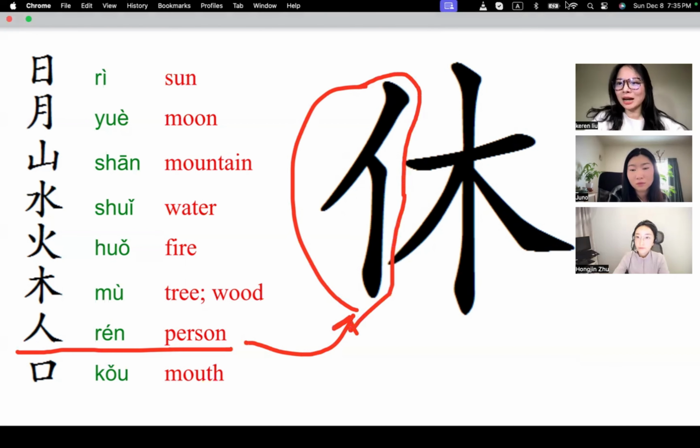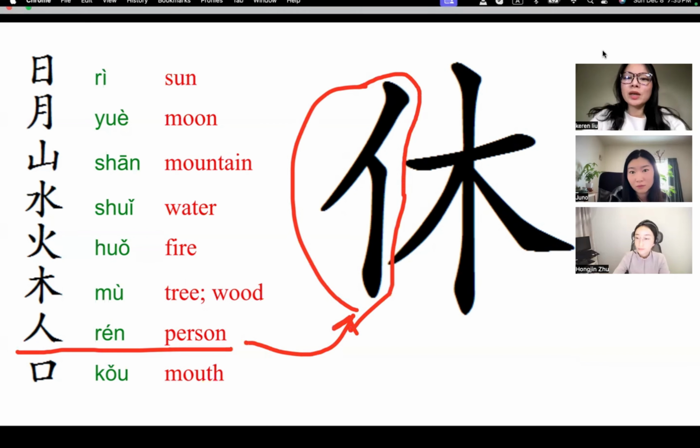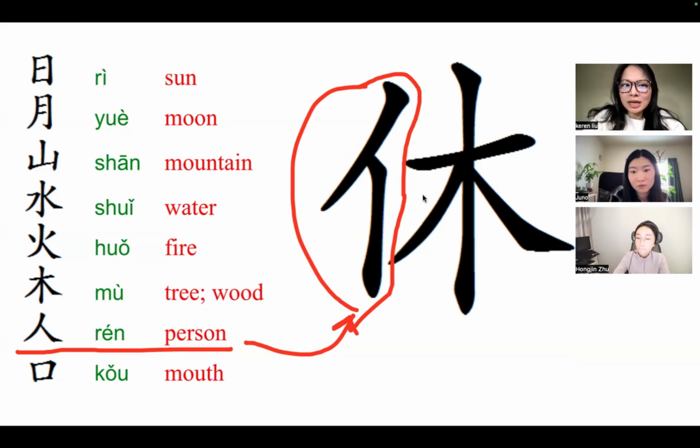Then today's homework, I will definitely tell them you need to memorize these radicals. We're gonna test in the next lesson. So you will see a person and a tree or a wood. 这是什么? I'm gonna ask them to analyze what this means. Whatever way they want to analyze it, as long as it helps them remember the meaning. I will say 太棒了，对对对。好, so a person is leaning on the tree.